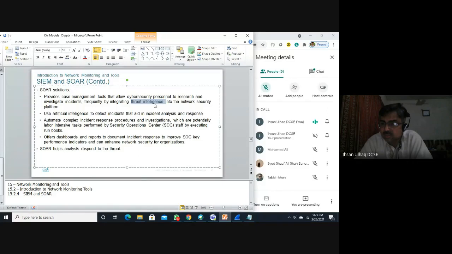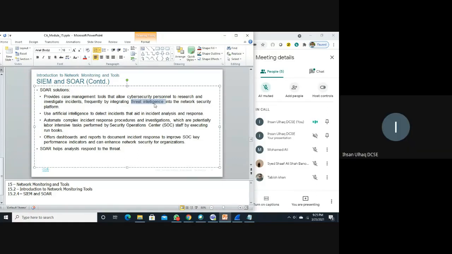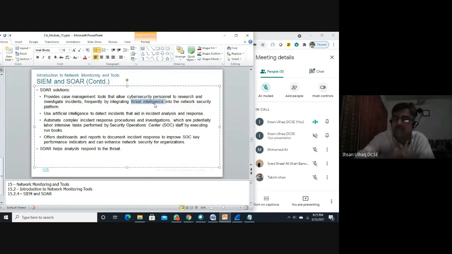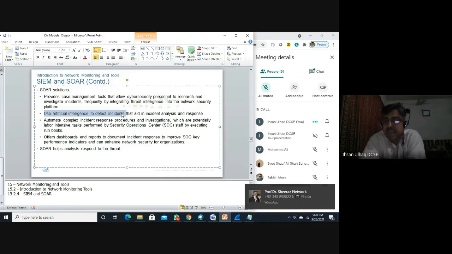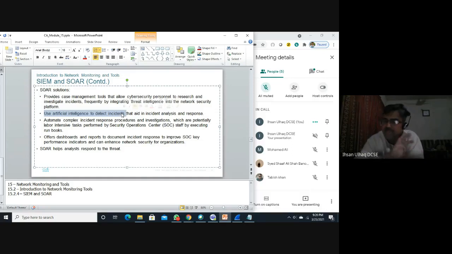So even from the old as well as the newer attacks, you are safe, because your SOAR is updated, and it has the capability to learn, because it has artificial intelligence embedded in it. So it is very powerful. As it is written here, gentlemen, it uses threat intelligence to detect incidents. It is like a human, because a human has natural intelligence and it has artificial intelligence, right? That adds to incident analysis and response. So it has two tasks, analysis and response.